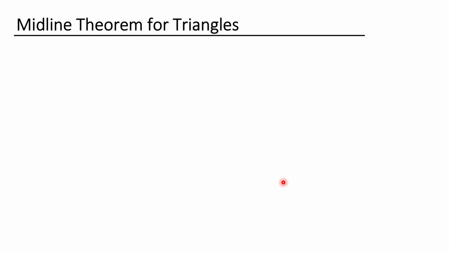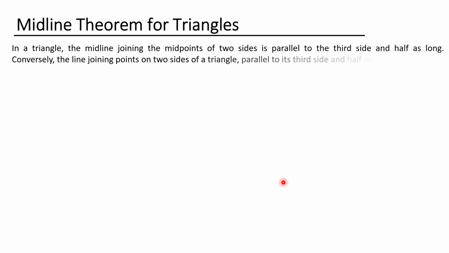Midline theorem. For a triangle, the midline joining the midpoints of two sides is parallel to the third side and half as long. Okay? So, later on, i-discuss natin one by one. Conversely, the line joining points on two sides of a triangle, parallel to its third side and half as long, is a midline.